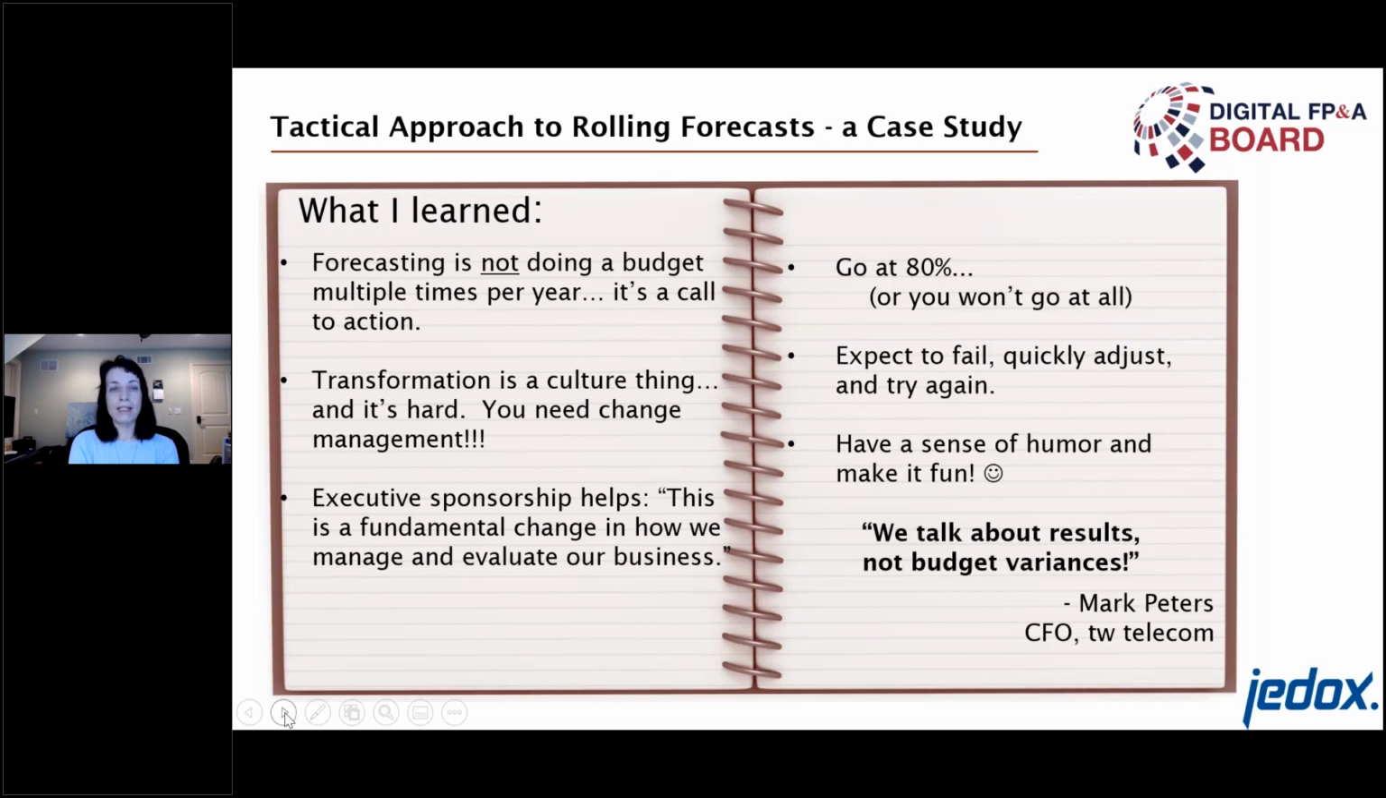As I already mentioned, it's a culture thing and it's hard. Getting people to change their mind, getting people to adopt the new process is a very difficult thing, especially when it's something as core to business as budgeting. I mean, you saw from the polling numbers how many companies are entrenched in doing traditional budgets. You need to engage some type of change management.